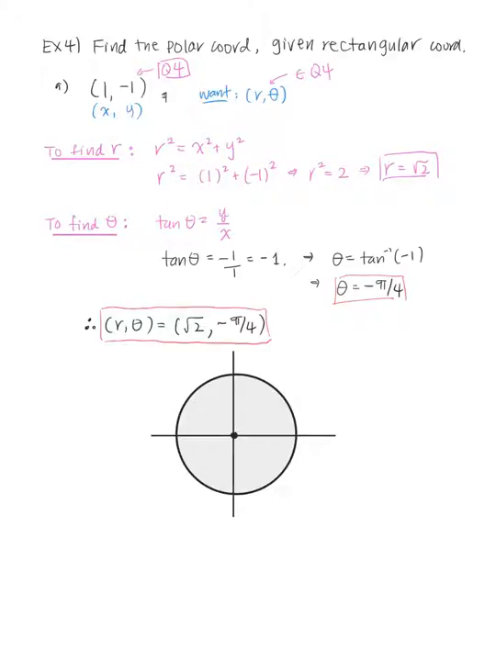Okay, so this is the center. You can think of it as a pole or 0, 0. It doesn't really matter. Now, r comma theta being root 2 comma negative pi over 4. So that's going to be starting from our initial side.